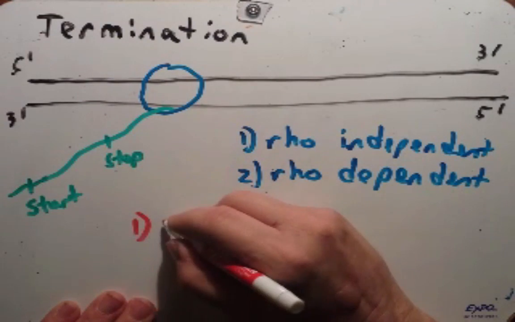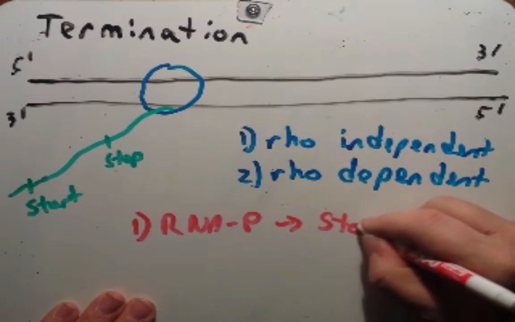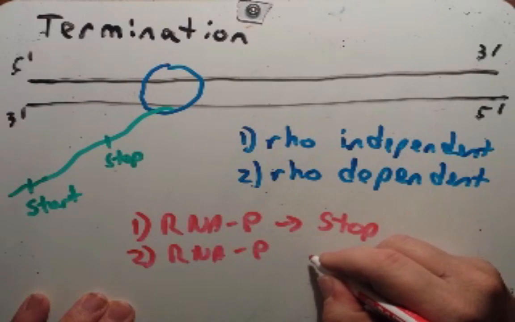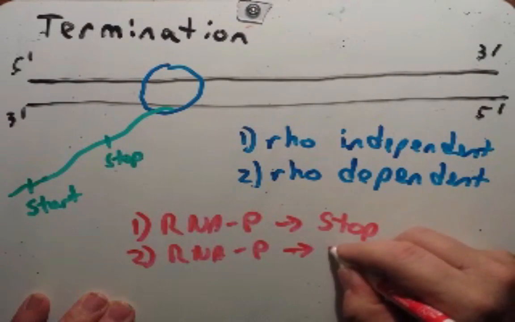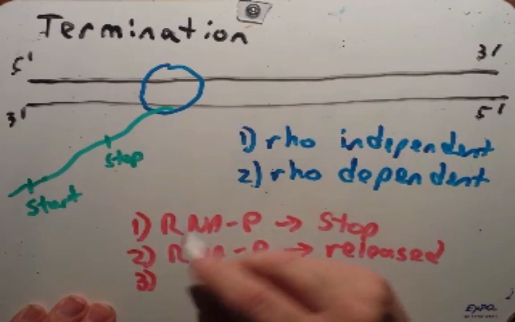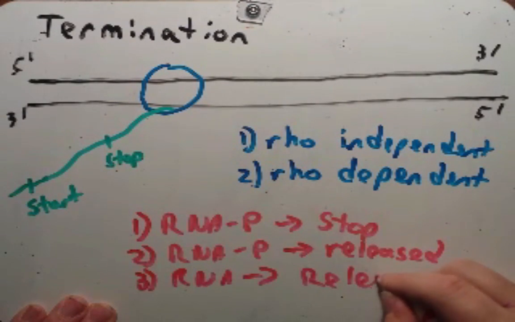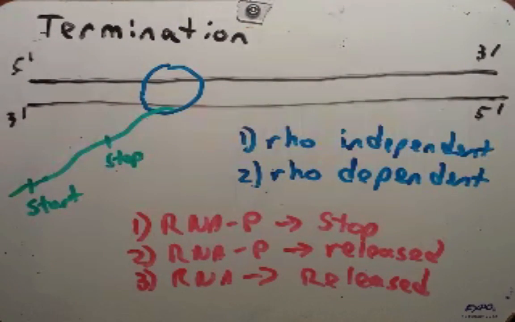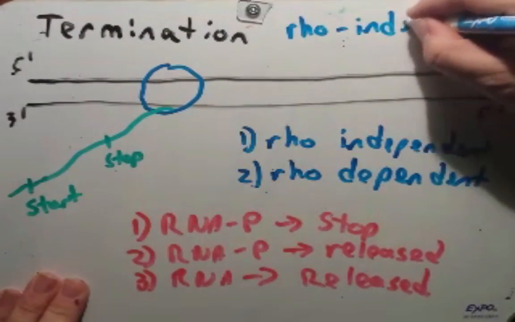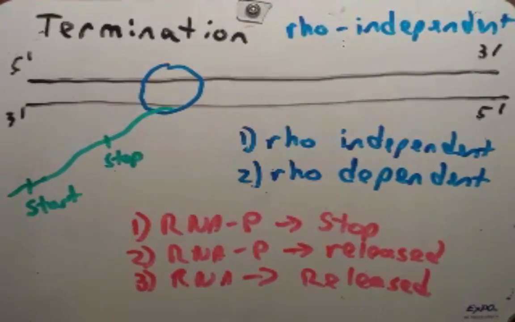So let's write what has to happen. RNA polymerase has to stop. RNA polymerase has to be released. It has to fall off the DNA template. And then the RNA that's attached to this DNA has to be released. So we're going to start with rho independent. I'm going to erase everything down here real quick.